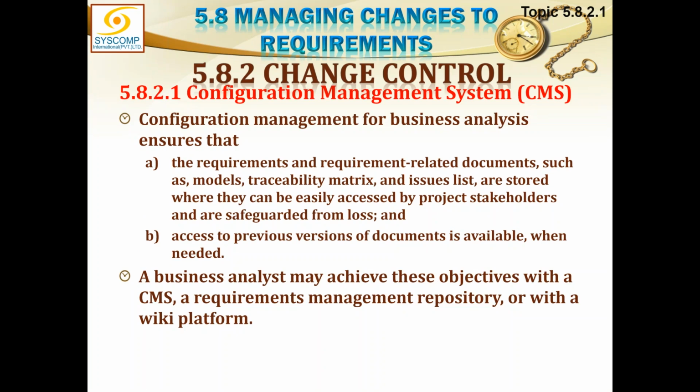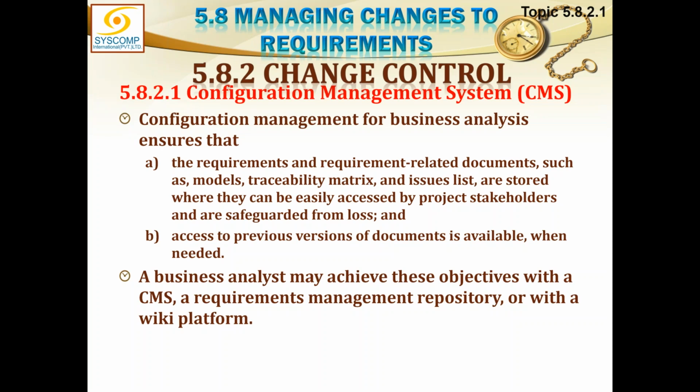Configuration management for business analysis ensures that the requirements and requirement-related documents, such as models, traceability matrices, and issues lists, are stored where they can be easily accessed by the project stakeholders and are safeguarded from loss. You see, we are ensuring transparency. We are not hiding any information from anyone. These things must be available for access to the project stakeholders, all of them. Then access to previous versions of documents is available when needed, because anytime you need to compare your earlier version of the requirement with the current version of the requirement.